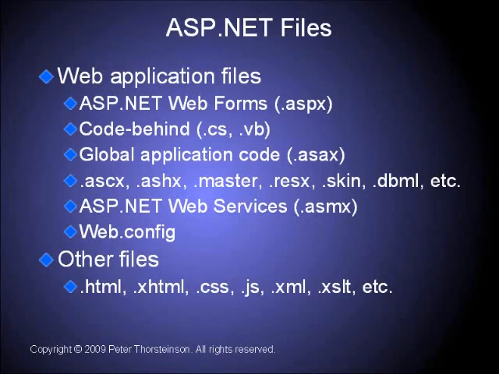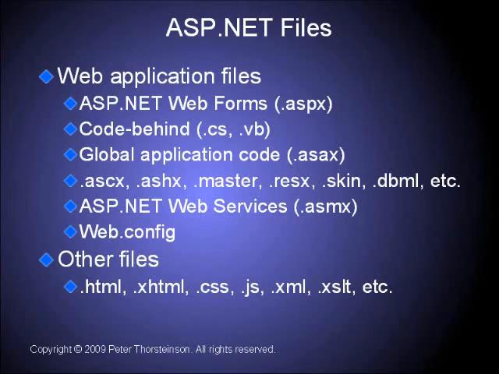There is also a global application file which is optional, and that ends in .asax, and that can be useful for defining globally accessible code and data within your website within one file. Other file extensions are ASCX, ASHX, master, resx, skin, dbml, etc. And I won't go into what all of those are now, but there are these file extensions that have specific purposes within a website.